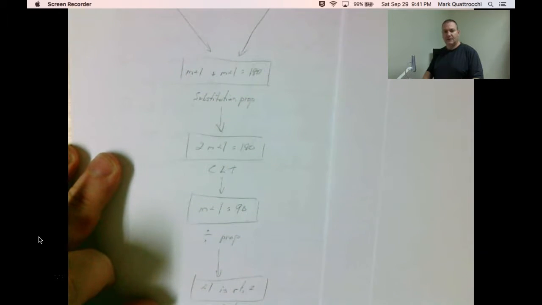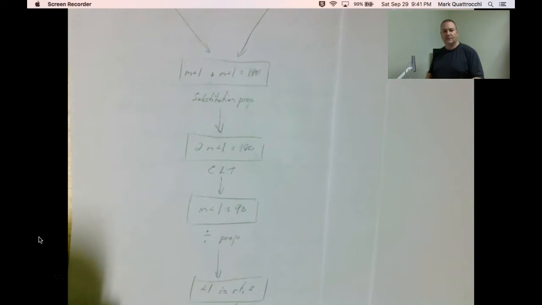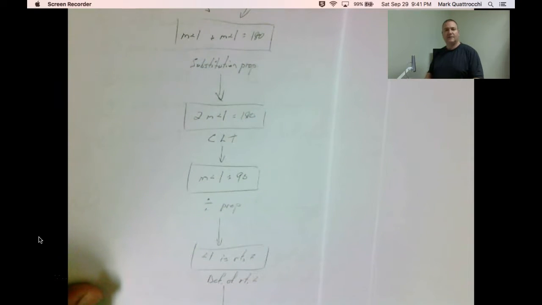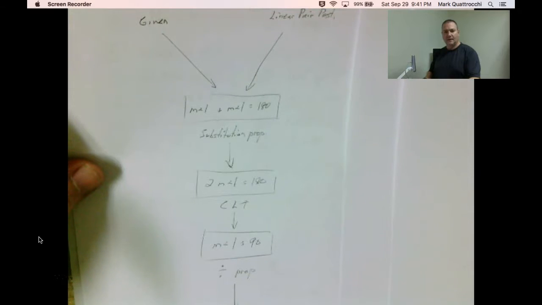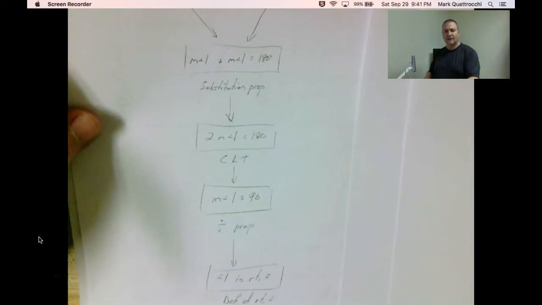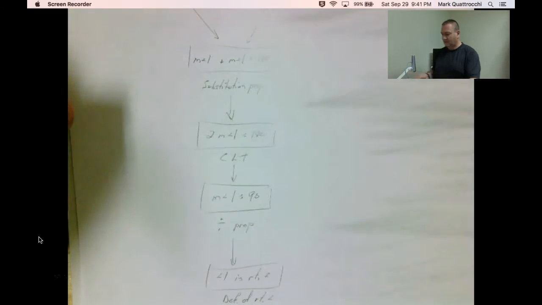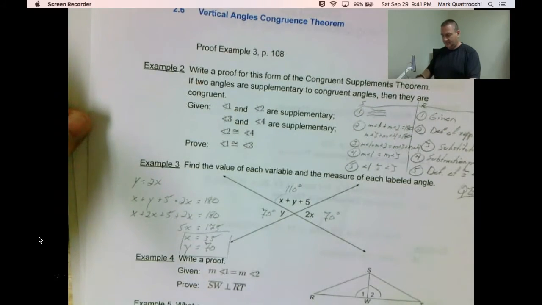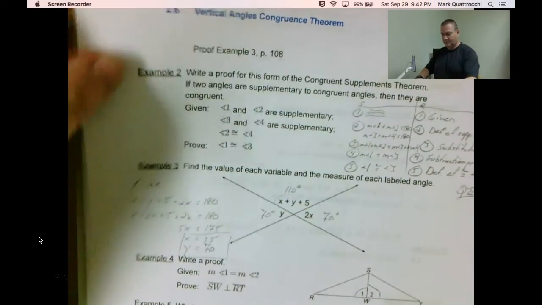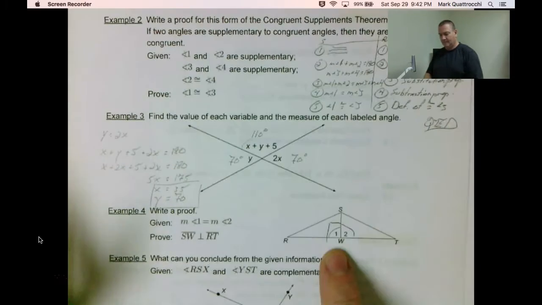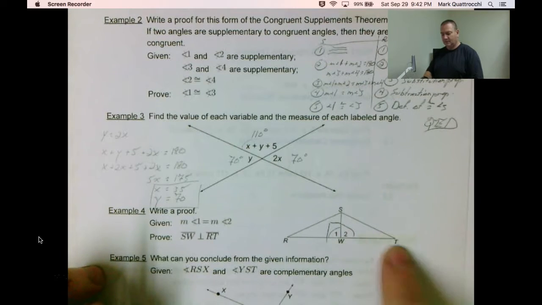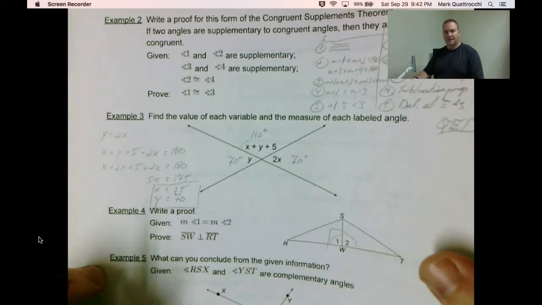Angle 1 is 90 degrees, therefore it is a right angle. How do I know it's a right angle? I know it's a right angle by the definition of a right angle. If angle 1 is a right angle, if we look here, angle 1 is a right angle here, then SW is perpendicular to RT.